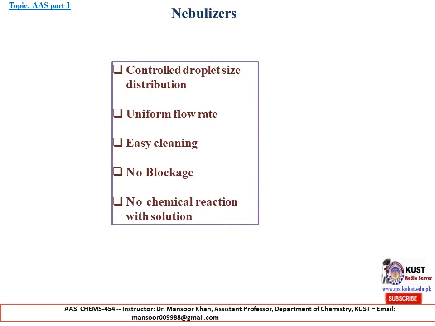This slide shows the function of nebulization or the nebulizer. Nebulization controls the droplet size distribution. It converts the sample into small droplets of uniform size, which is helpful for complete atomization.